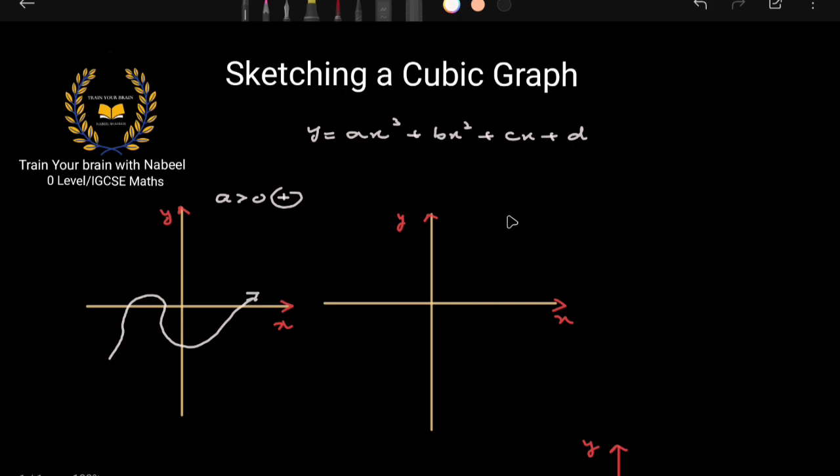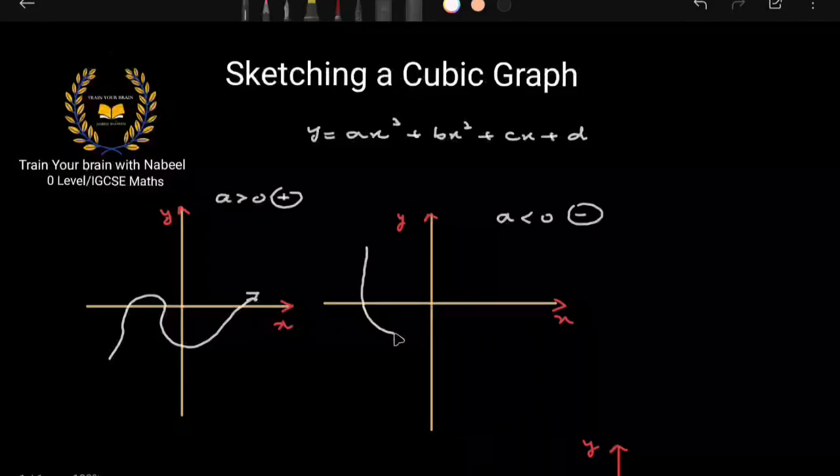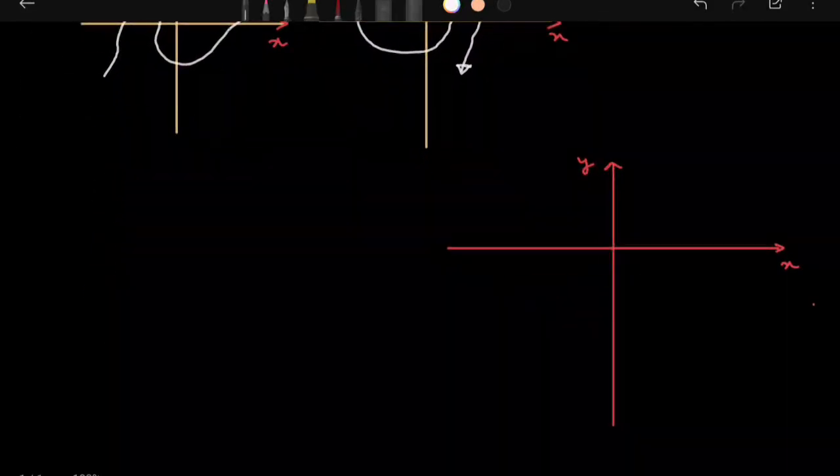And if a is less than 0 or negative, then your graph starts from the top left and ends at the bottom right. Usually it is S or N shape. Today we are going to solve one question that is related to a negative leading coefficient.